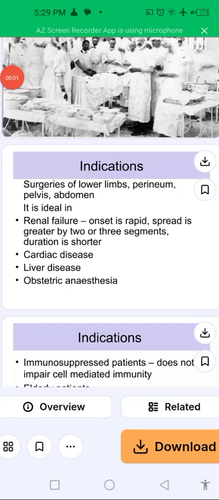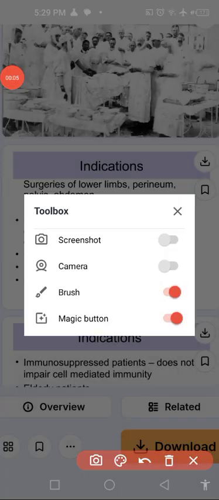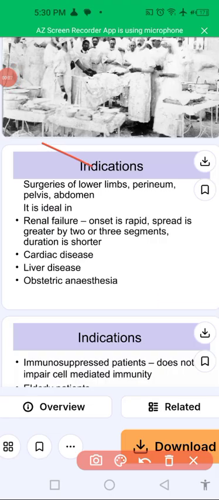Now we are going to look at spinal anesthesia, its indications, types, and all about spinal anesthesia. So indications of spinal anesthesia are surgeries of the lower limb, pelvis, perineum, or if any renal procedures are going to happen, cardiac diseases, liver disease, and obstetric anesthesia.